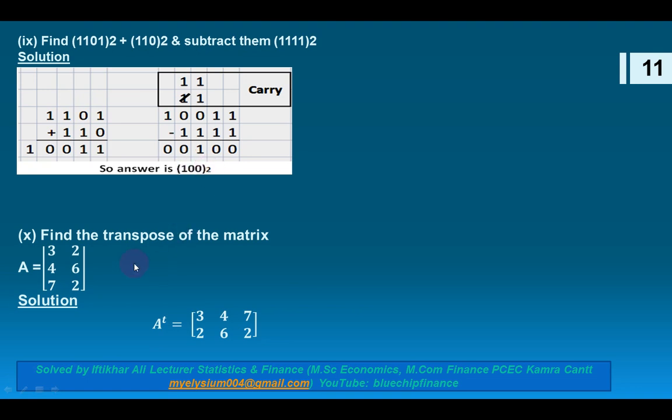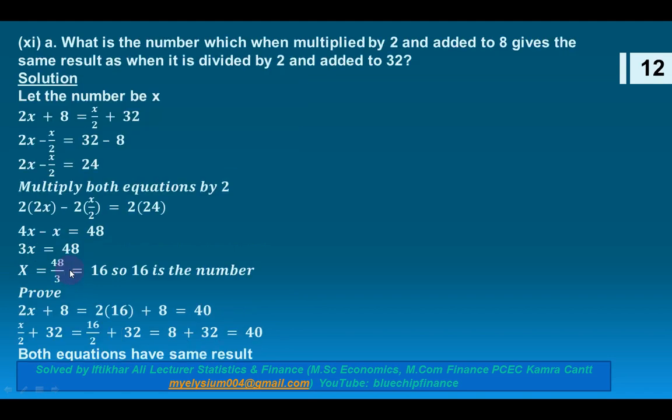Find the transpose of the matrix. Transpose is just changing the position, either columns to rows or rows to columns. So we just replace this column and convert it into a row: 347 into a row and 262 into a row. That is the transpose of this matrix.